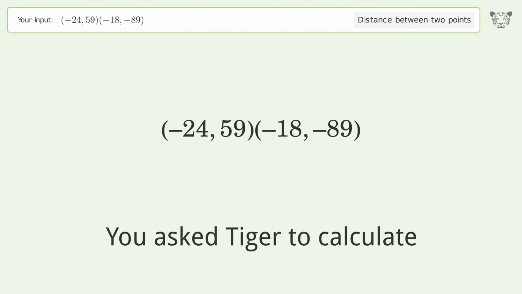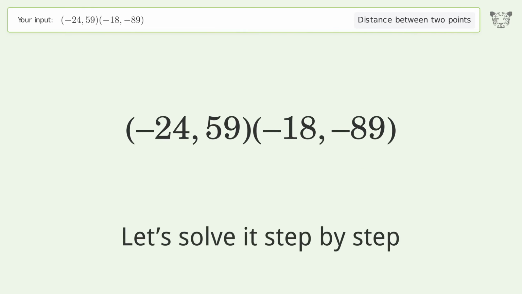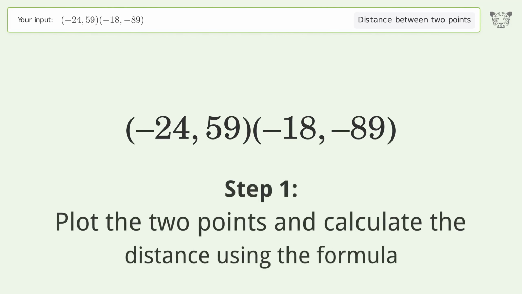You ask Tiger to calculate. This deals with the distance between 2 points. The distance between the 2 points is the square root of 21,940, or 148.122. Let's solve it step by step. Plot the 2 points and calculate the distance using the formula.